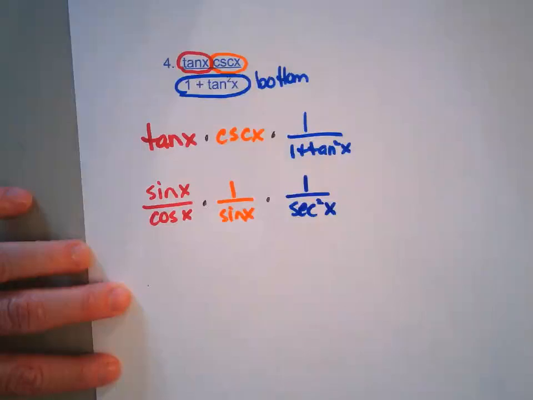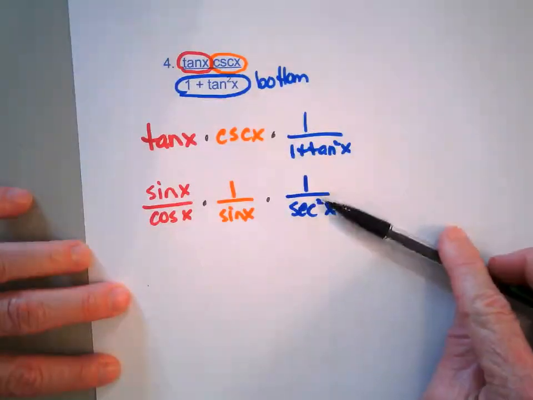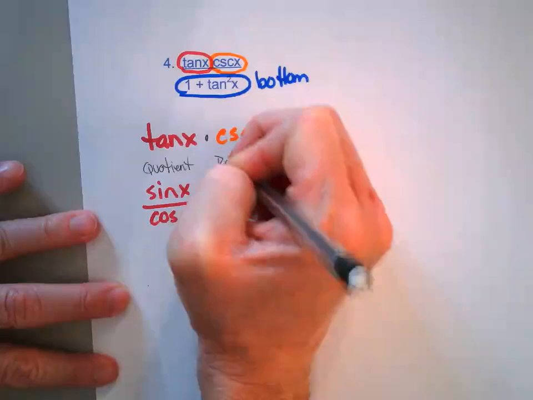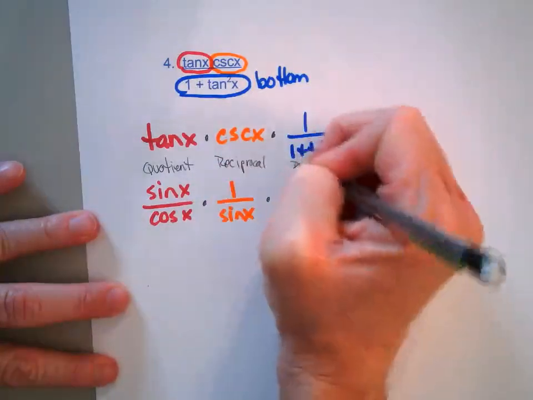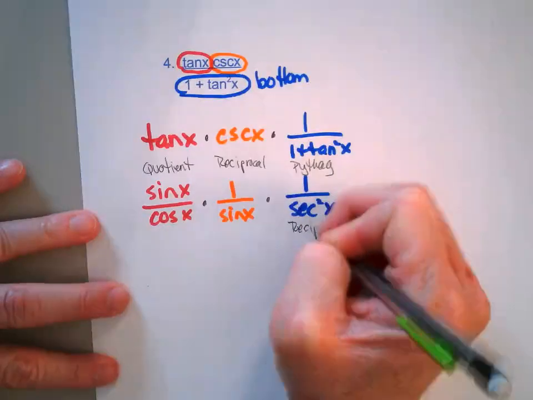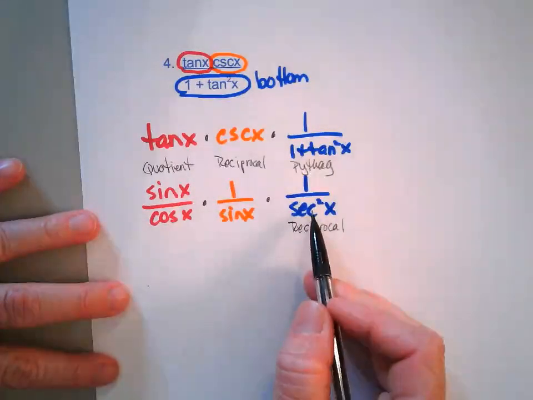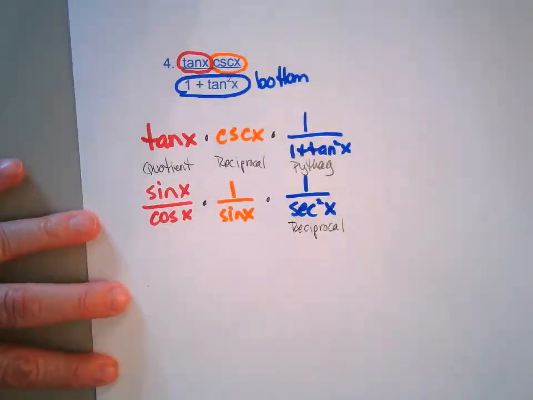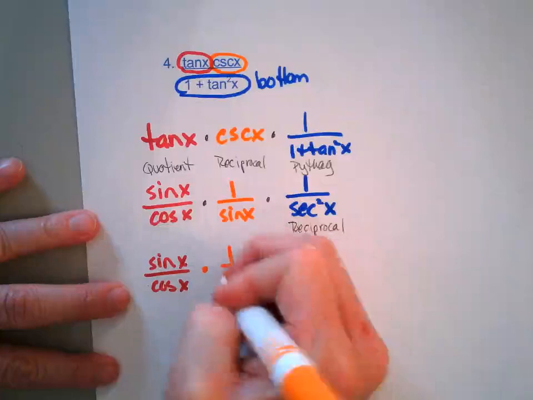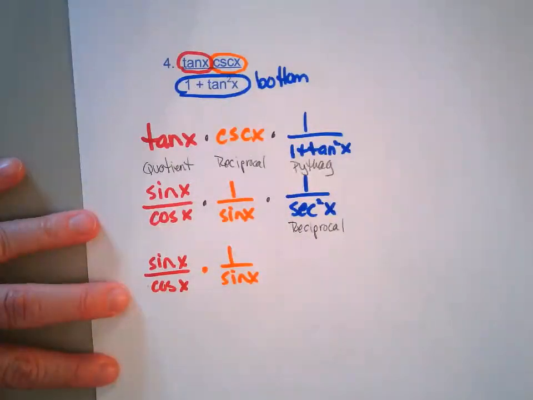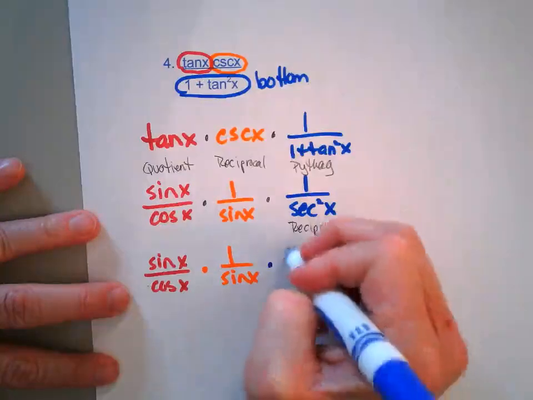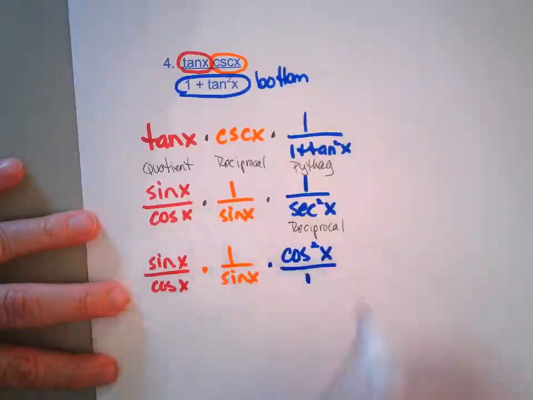All right, so really, you have one more reciprocation to do right here. So let me just write this out for you. This was a quotient. This was a reciprocal. This was Pythagorean. And we have one more reciprocal to do because this is not a sine or a cosine yet. So I'm going to jot all that back down. Sine x over cosine x, times 1 over sine x. And here is where we reciprocate. Secant is the reciprocal of cosine. So we're going to get times cosine squared x. And that is on the top for those of you that want to pay attention.